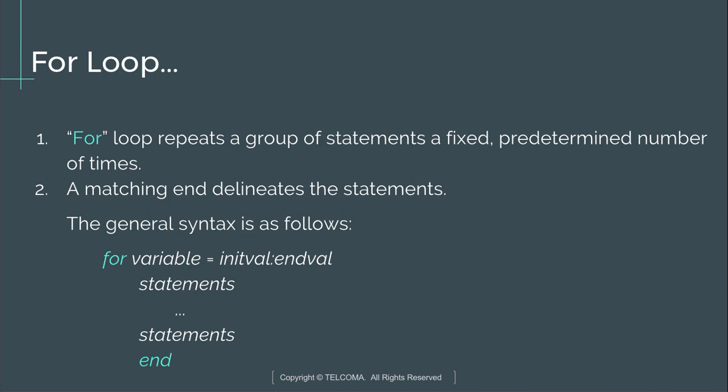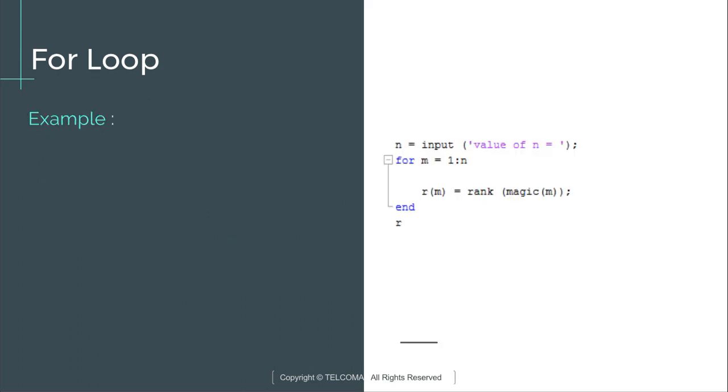For loop repeats a group of statements a fixed predetermined number of times. A matching end delineates the statements. The general syntax is also shown here. For variable equals initial value, colon end value, then set of statements, then end the for loop. So this is the example for loop. N equals input values of n equals, so for m equals 1 to n, r of m equals rank magic of m, then end the for loop. Then r will display the output of the function, or we can say for loop.